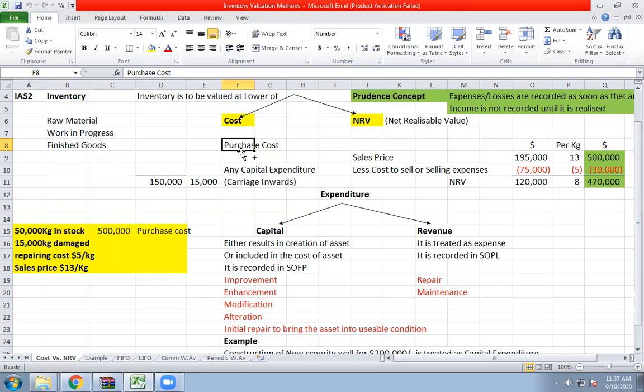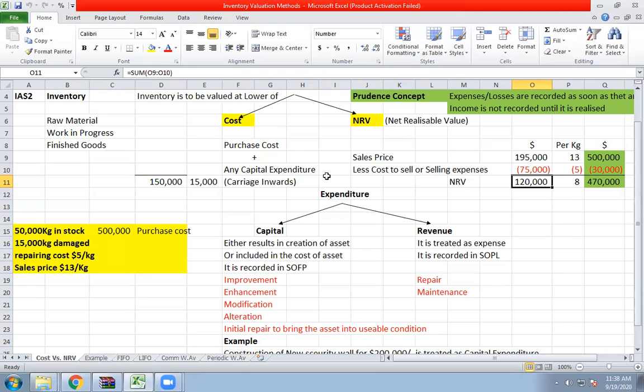So how can we calculate NRV? Let's say our sale price is 195,000, and the cost to sell means I have to incur 75,000 to earn this 195,000. It means the NRV of the inventory is 1,20,000, whereas my cost is 1,50,000. In this situation, I will definitely value this inventory at NRV because NRV is lower. So remember, inventory is always valued at the lower of cost or NRV.